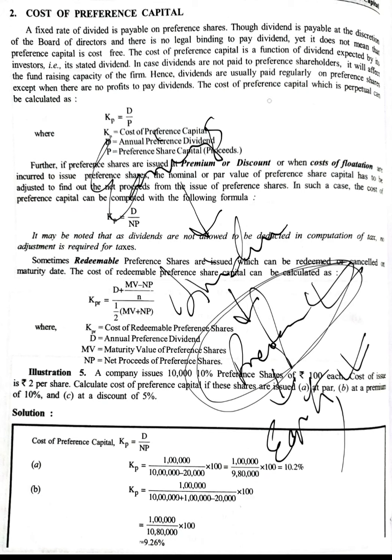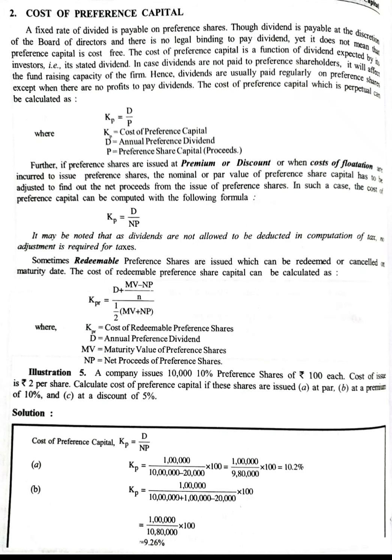So the cost the company has to bear is that out of the earnings they have to pay dividend. This is the cost. On preference shares, the cost is the dividend which the company has to pay to the preference share capital. I hope this is clear. Now let's see how we calculate the sums.